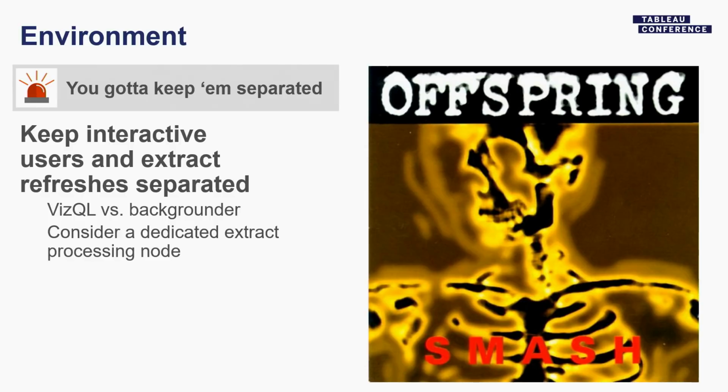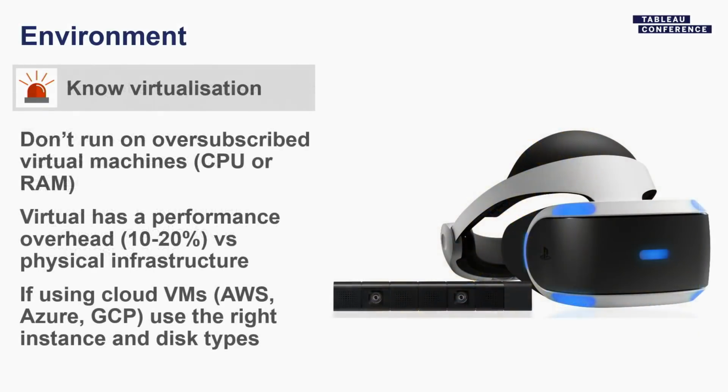So in a multi-node cluster, it's a great idea to dedicate one node to backgrounder tasks, because backgrounder can be really resource aggressive. It can be consuming all of the resources on that node and cause resource contention for VizQL processes. So your users will be sitting there watching the spinner while the backgrounder is quite happily processing refresh tasks. If you can take that workload and put it on a dedicated node, the whole world gets better as a result.